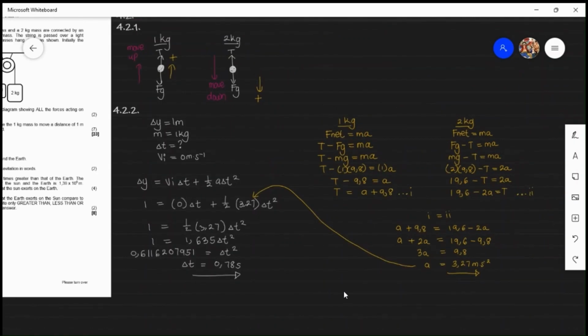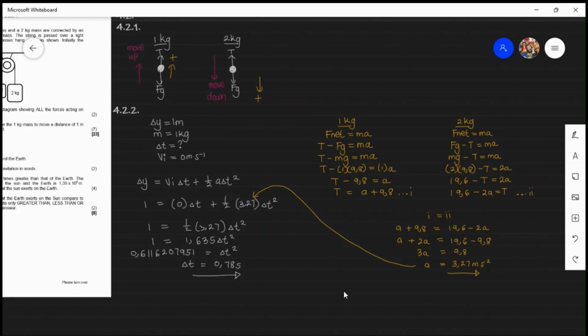So all we needed to do was try to find time. Now we used our equation of motion to find time by substituting our displacement and initial velocity that was given. After we did that, we ran into an issue whereby we did not have acceleration. So we needed to then go and find acceleration. The method we used to find acceleration was similar to the previous method we used in question 4.1.3, whereby we created simultaneous equations for our two masses.